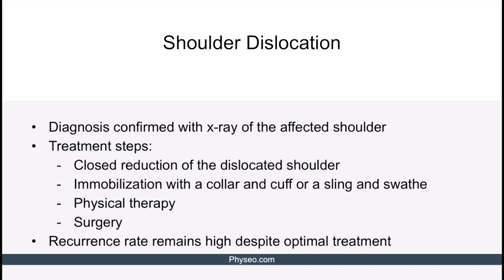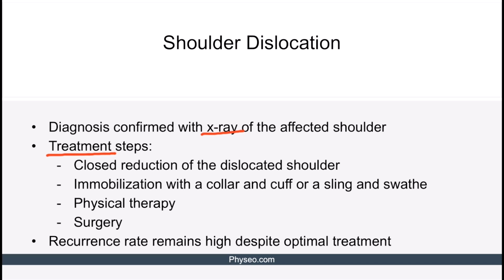The diagnosis of a suspected shoulder dislocation is always confirmed with a two-view X-ray of the affected shoulder, which includes the antero-posterior view and the lateral view. The treatment begins with closed reduction of the dislocated shoulder, followed by immobilization of the joint with a collar and cuff or a sling and swath for 1 to 3 weeks. Physical therapy is often employed to hasten recovery and help restore functionality.